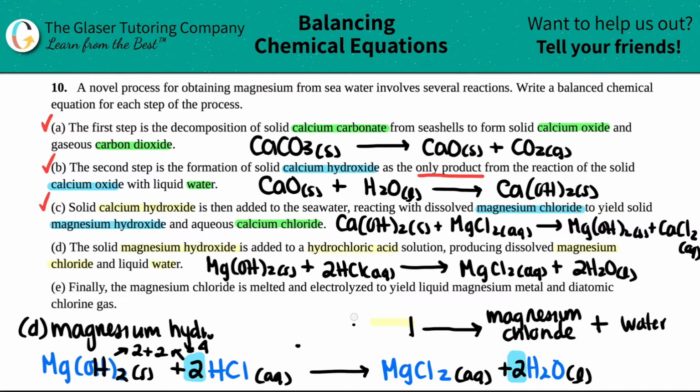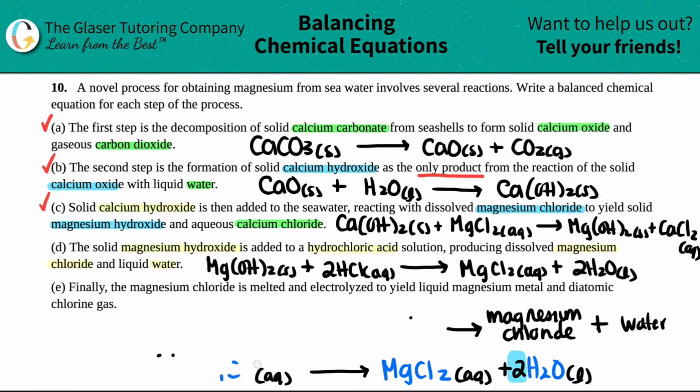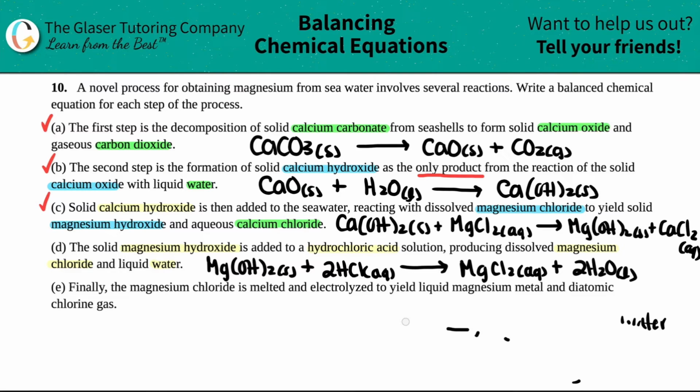Finally, to E. Let's see. We're almost there, guys. If you guys can do this one, you can do any balancing equation. But we need to balance because we can't do any math with the chem equations without balancing them. Okay, finally E comes along. The magnesium chloride is melted and electrolyzed to yield liquid magnesium metal and diatomic chlorine gas.